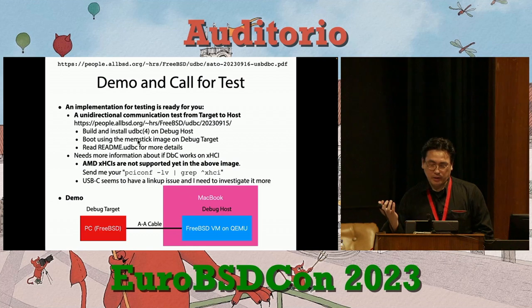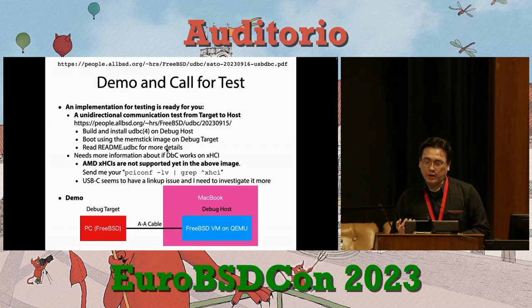And on the debug target, the loader has some testing commands available in a memory stick image, so you can get communication between the two machines with the cross cable.